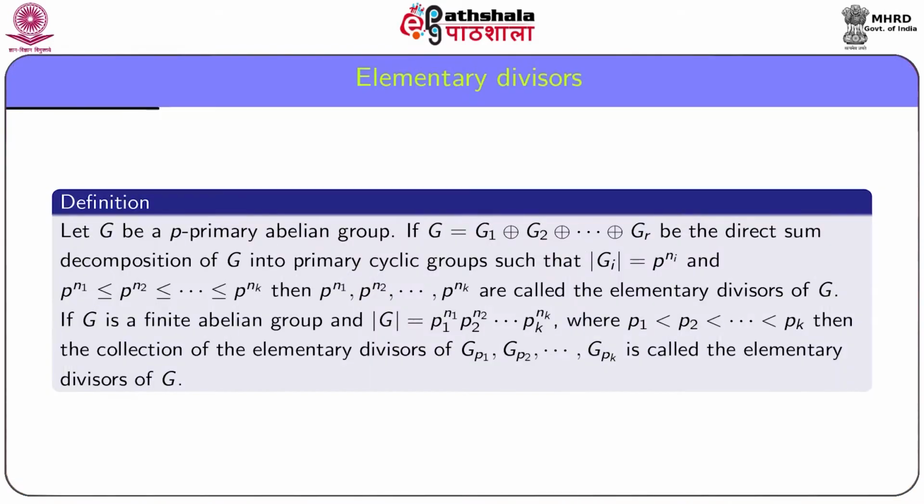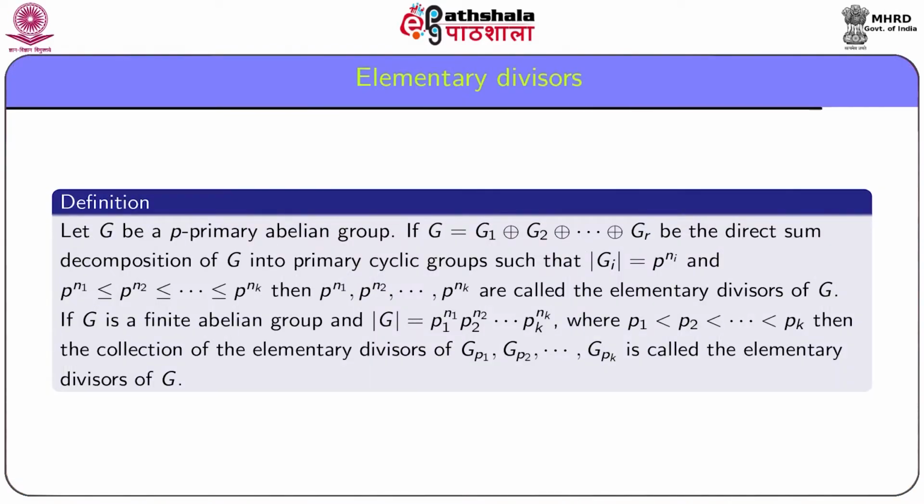With the help of this result, we will introduce a new notion, namely invariant factors of a finite abelian group. Also we prove that two groups are isomorphic if and only if they have the same invariant factors. Let us first recall the definition of elementary divisors.